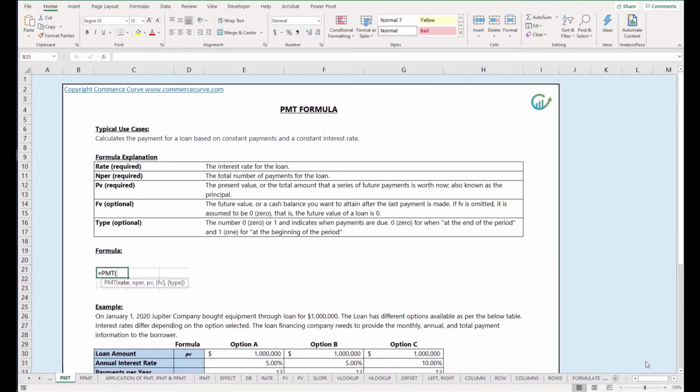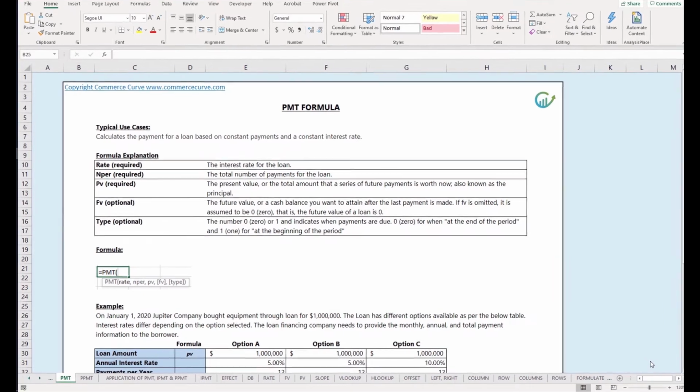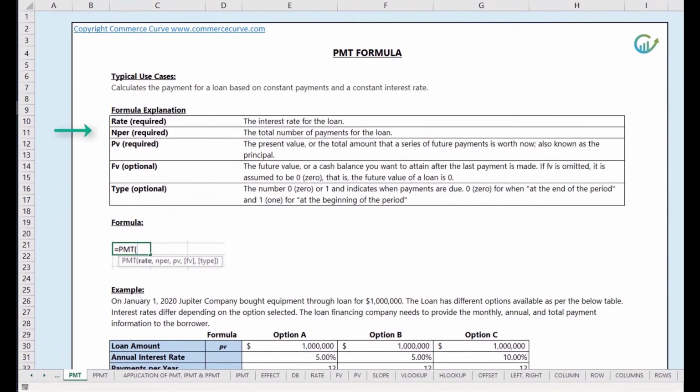There's a number of different syntax that are associated with this formula. There's the rate, which is the interest rate for the loan. There's the Nper, which is the total number of payments for the loan and the number of payment periods for the loan. There's the PV, which is the present value or the total amount of future payments and what it's worth today. That's also known as the upfront principal amount.